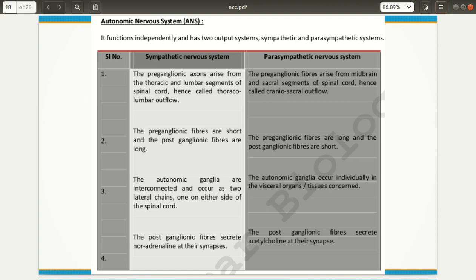So the autonomic ganglia are interconnected and they occur as 2 lateral chains, one on either side of the spinal cord. The autonomic ganglia occur individually in the visceral organs or tissues concerned. The postganglionic fibers of the sympathetic system secrete noradrenaline at the synapses. The postganglionic fibers of the parasympathetic system secrete acetylcholine at the synapse.